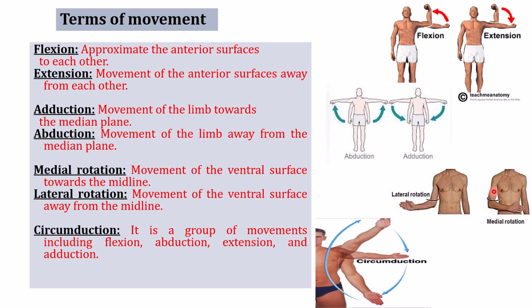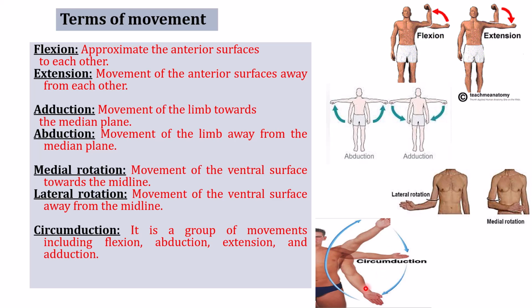Now we will talk about the medial rotation and the lateral rotation. In the medial rotation, movement of the ventral surface or the anterior surface toward the midline. You can see here the anterior surface, they have moved towards the midline. And here in the lateral rotation, the movement of the anterior surface away from the midline. So this is called as the lateral rotation. Circumduction is a group of movements which includes the flexion, the abduction, the extension and adduction. It means the flexion and extension and abduction and adduction, they are grouped together in circumduction. You can see here when we are moving the limb in all directions.